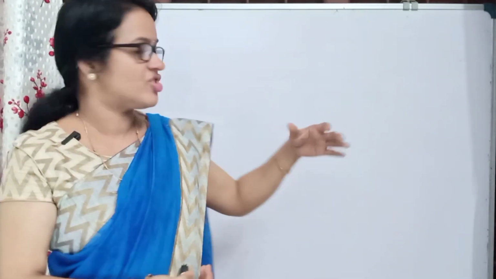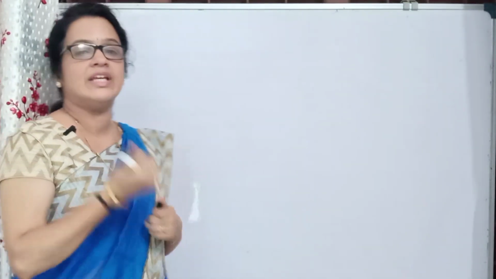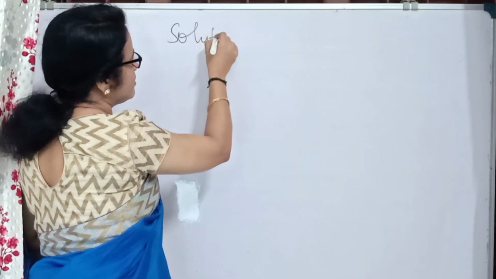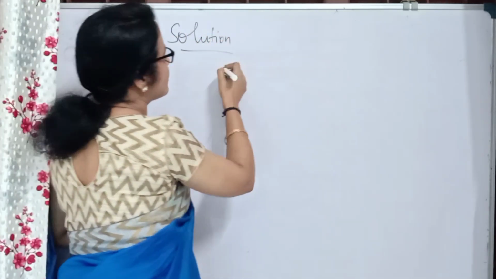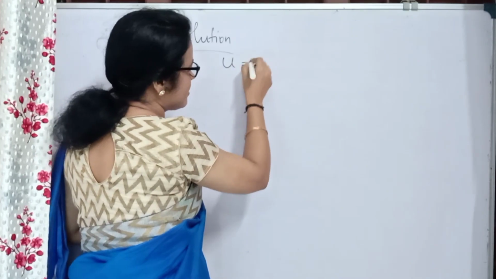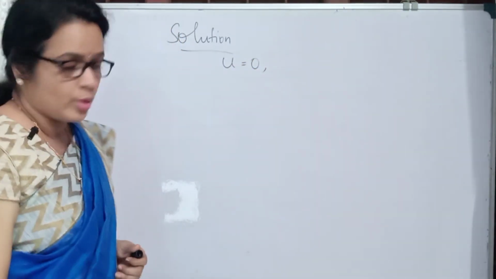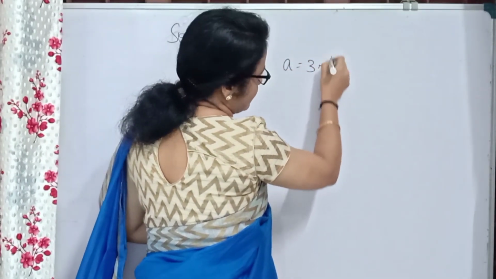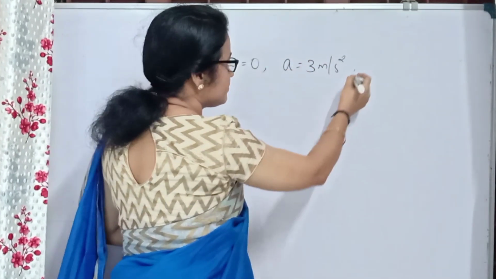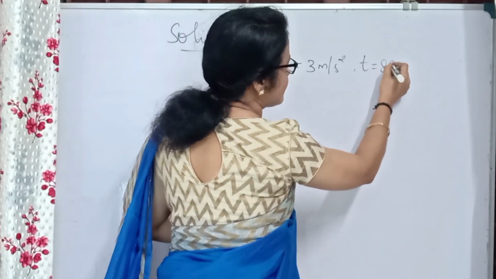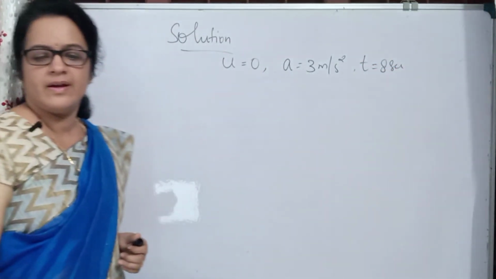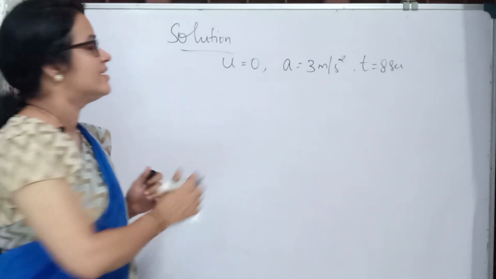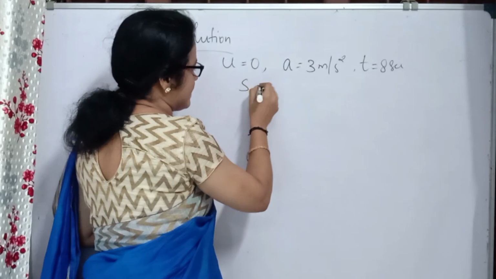First of all, we can mention the given data. We can write the solution. Here the initial velocity u is given as 0, acceleration is given as 3 meter per second square and time is given as 8 seconds. Now we have to calculate the distance traveled by the boat, that is S.